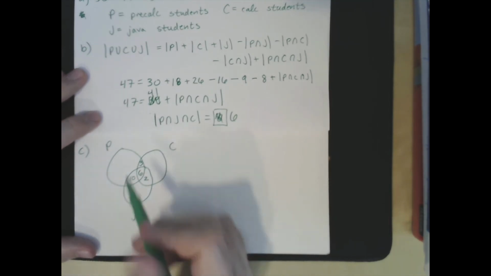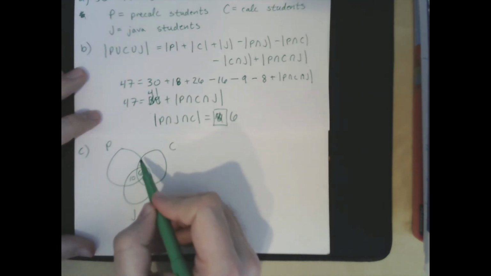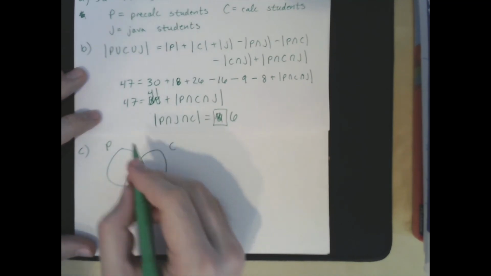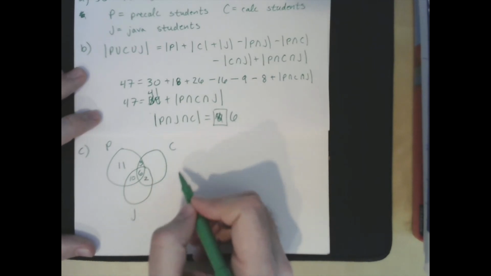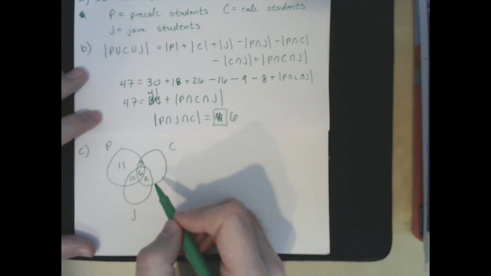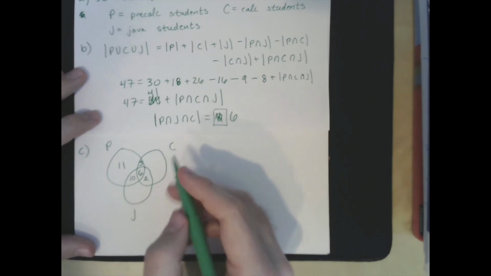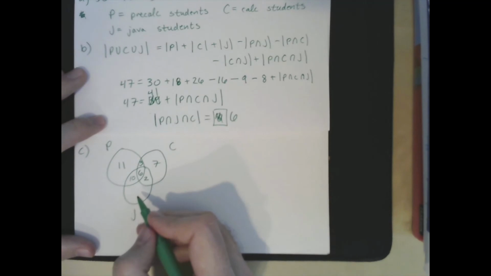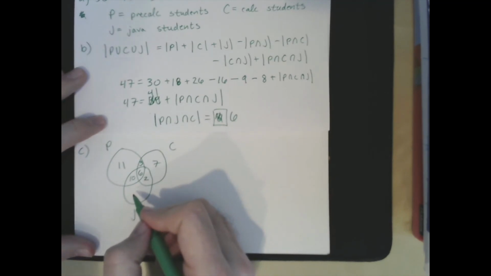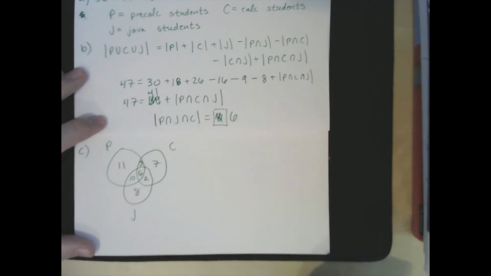And then we just look at what's left. So we have 19 students counted in the pre-calculus category. We know that there's 30 total, so there's 11 left. In the calculus category, we have 11 counted, and there's 18 total. So we know that we need a 7 here. And then down in the Java students, there are 26 total. We have 18, which means we need an 8 here.